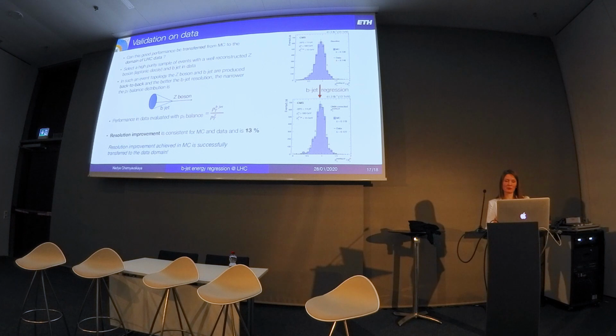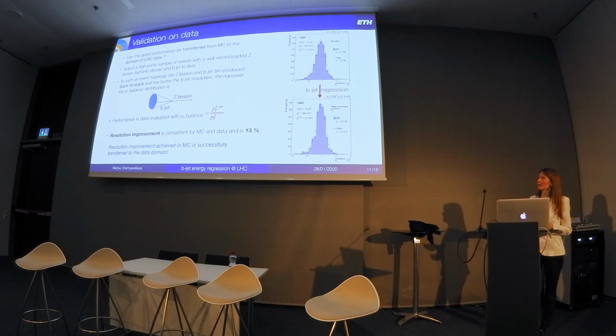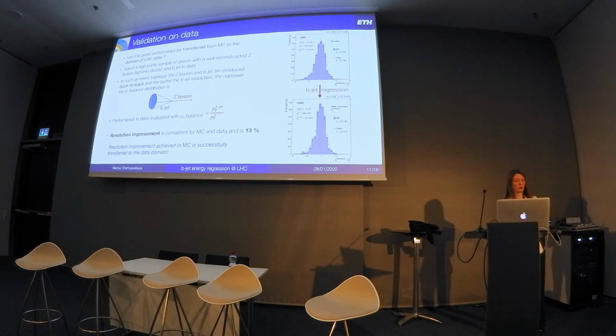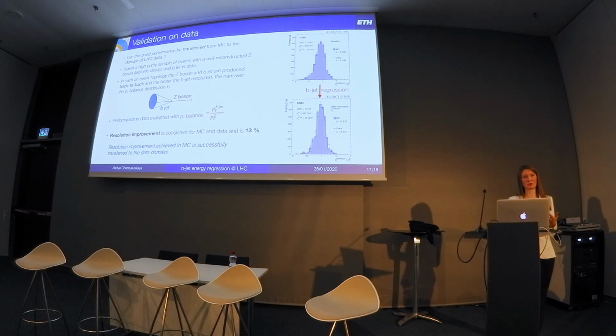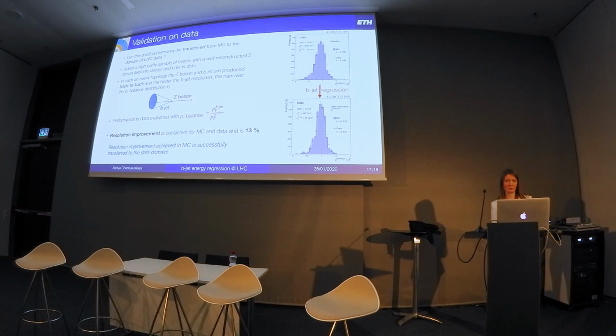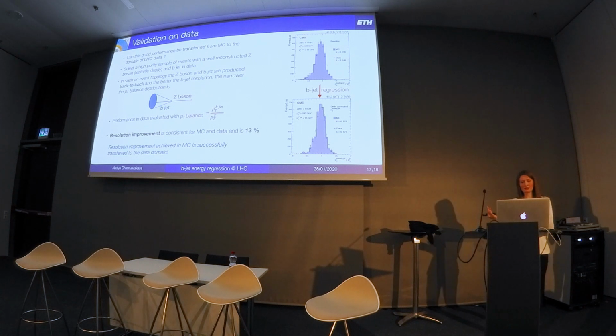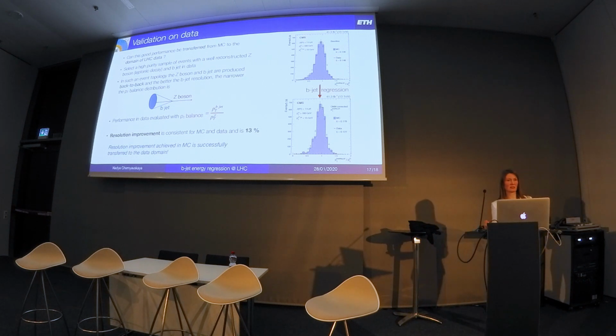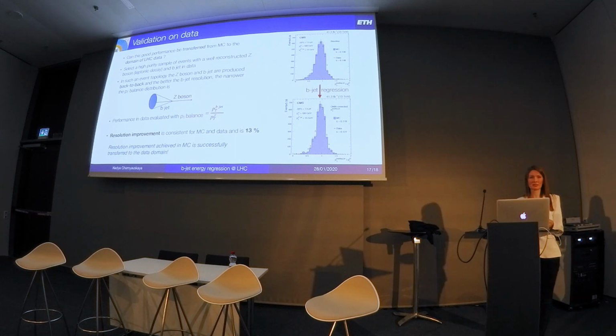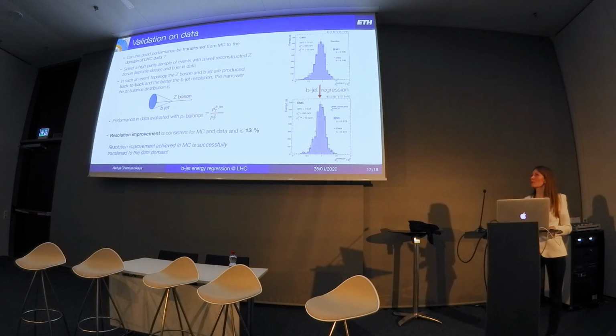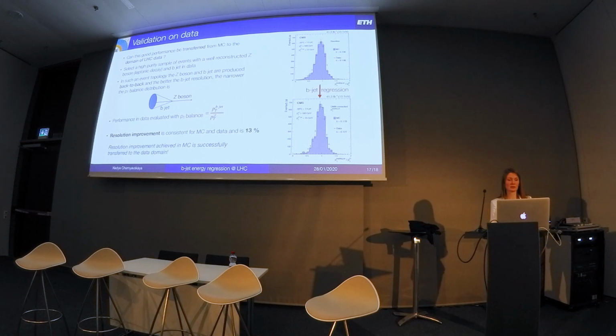And now the last but very, very important point: so far I showed you this nice improvement on Monte Carlo, but the question is, can we actually transfer this improvement to the real LHC data? This point is very important because if we don't get the same improvement in data, we can't really use this technique, because this way we might bias our data and eventually discover something that doesn't exist in data. So that's a no-go.